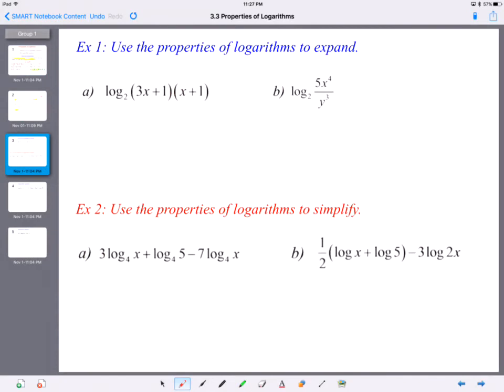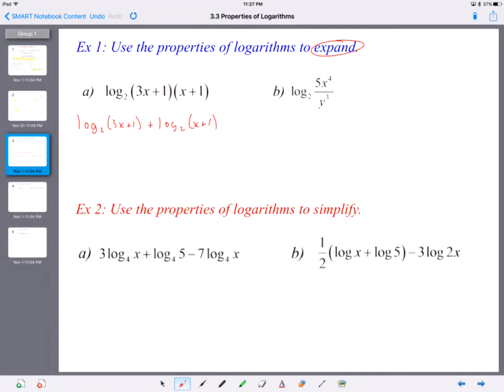So the first thing I want to do is really just practice this stuff. This is stuff that we're going to use to help us solve an equation. So the first example is, use the properties of logarithms to expand this. So by looking at this, we have log base 2 of two things being multiplied together. So we want to expand this out by using our properties. Well, since we're multiplying, that means that we can take the individual products there and we can add them. So log base 2 of 3x plus 1 plus log base 2 of x plus 1. And that's now expanded out. Alright, you're taking a single logarithm and expanding it out into multiple logarithms.